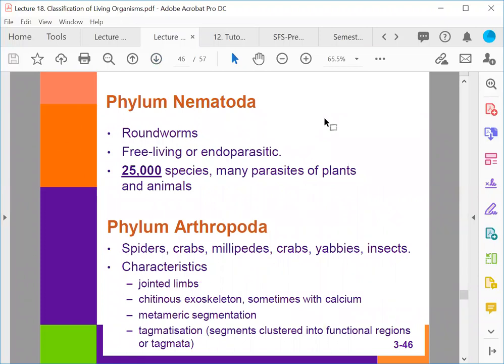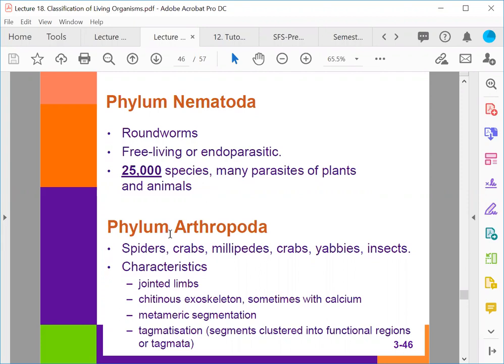Next, phylum Nematoda. These are the roundworms, and they can be free-living or endoparasitic. They are very, very successful with over 25,000 species. And just about every species of plant or animal that's been studied has been found to be associated with a nematode, at least one species of nematode.